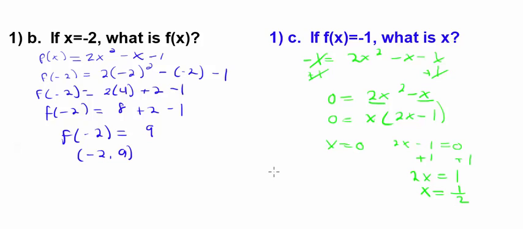So we actually have two inputs that correspond with the output negative 1. What we have is 0, negative 1, and we also have 1/2, negative 1. Remember, this is still a function because for any input value, we have one and only one corresponding output value. So this does still continue to satisfy our definition of a function.